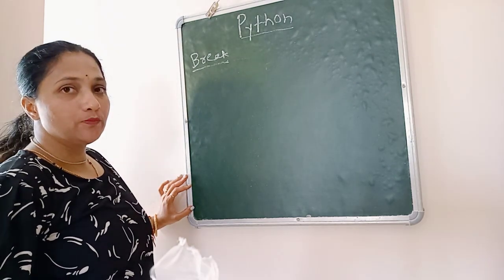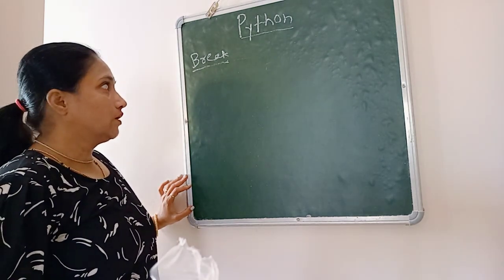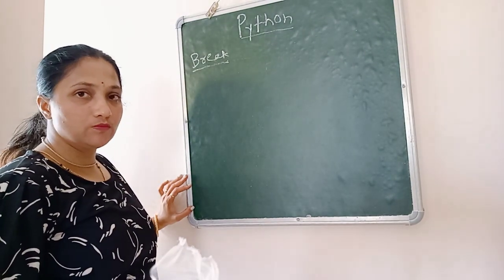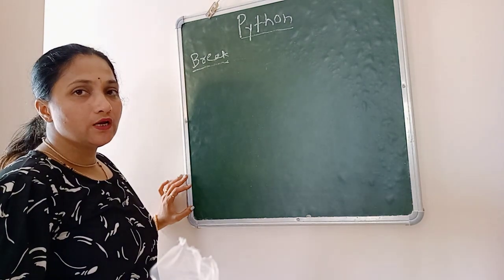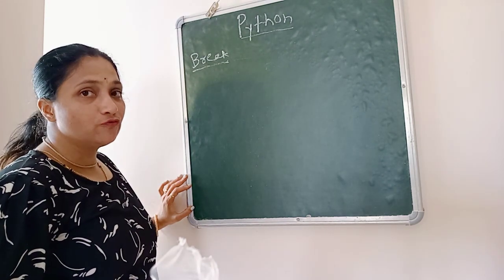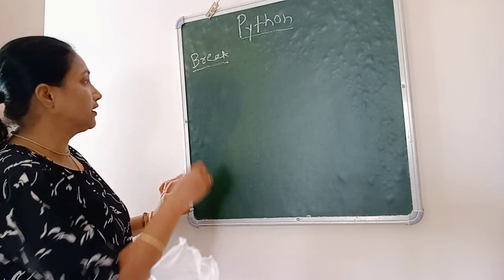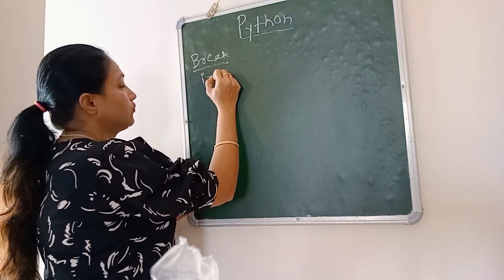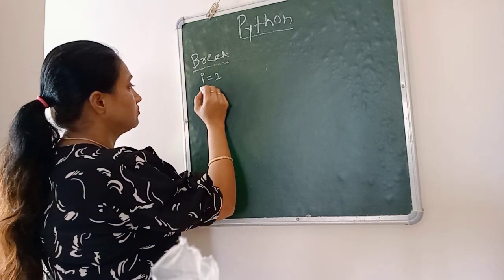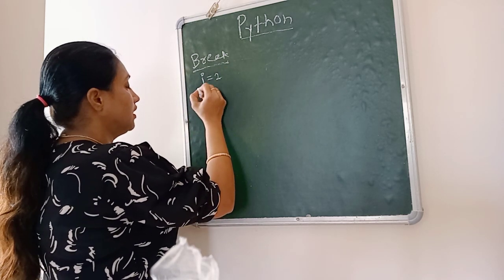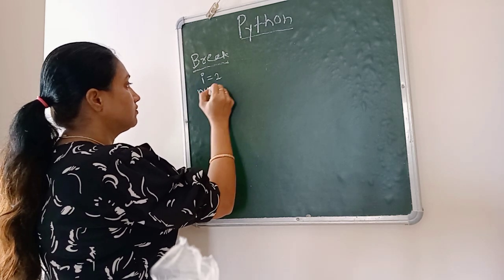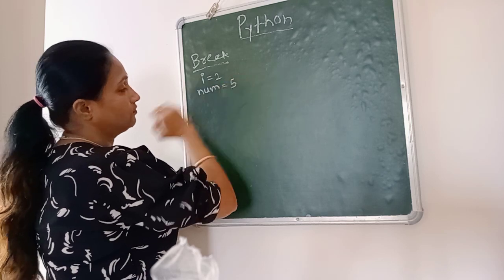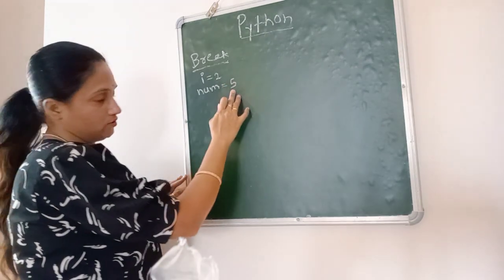Now we'll see a small example for this one. I'll write the program for prime number over here. So what is a prime number? A prime number is a number which is divisible by only the same number and 1. Okay, so we'll see how to write it. I'll take iterative variable I with its value 2, and suppose I want to check whether number 5 is a prime number or not.